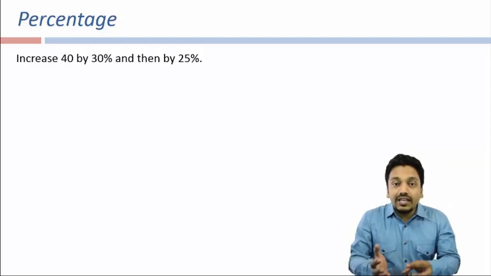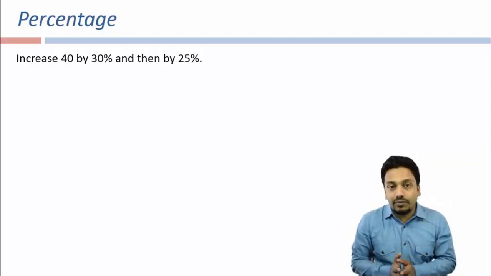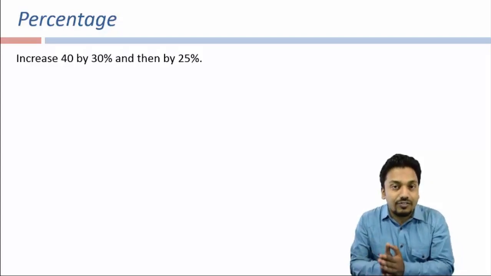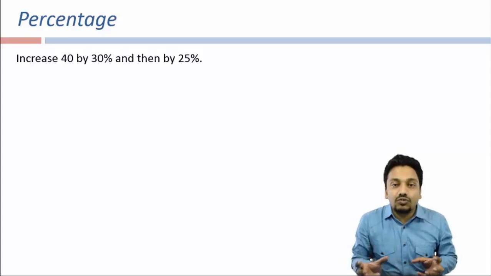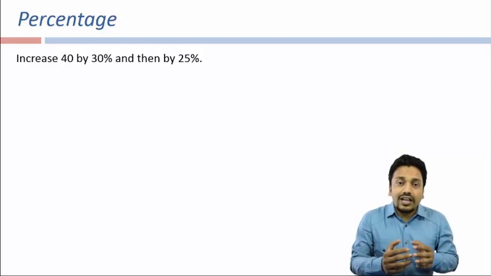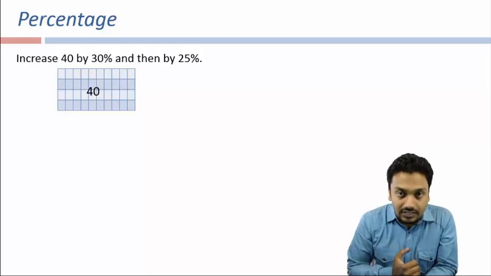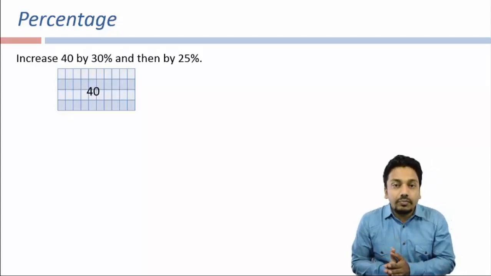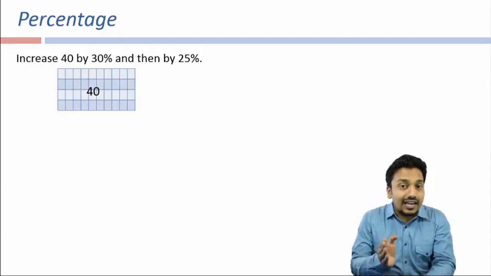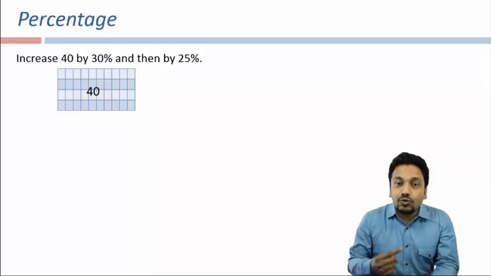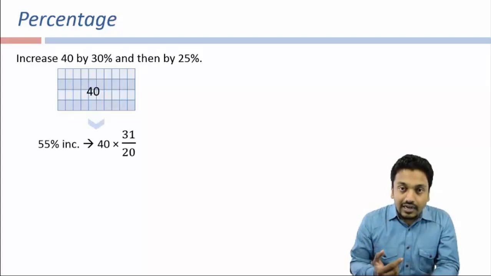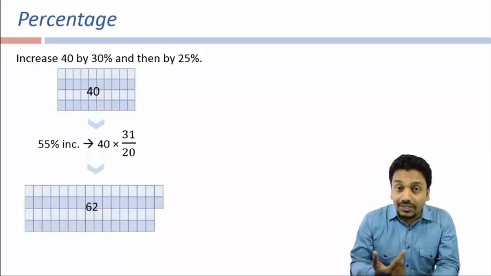Or I can simply increase 40 by 55%. 30 plus 25, that is 55%. Now we will see if we get the same answer in both situations. So I'll increase 40 by 55% first. The fraction for 55% would be 55 upon 100, that is 11 by 20, and to increase by 55% I have to add 1 to 11 by 20, that would be 31 by 20, and this would give me the answer as 62.